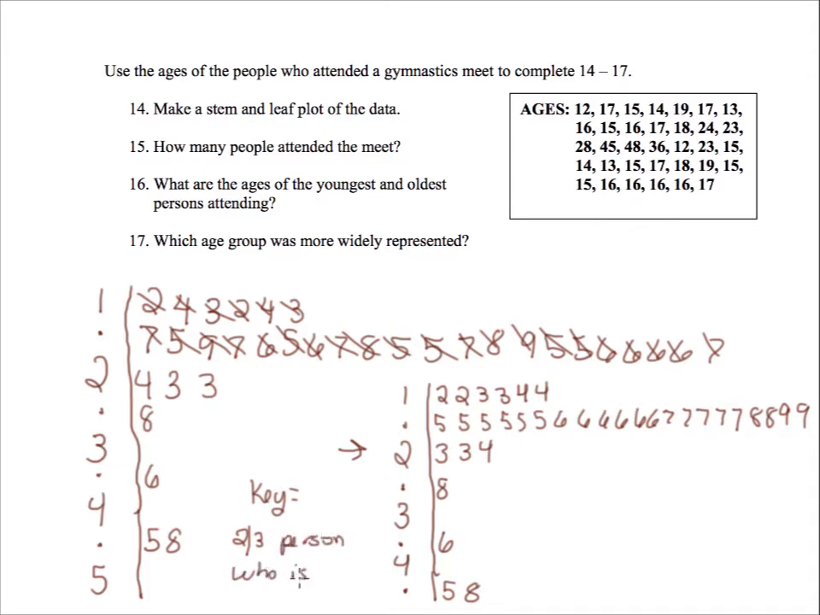And finally, the last thing I do is put a key. So 2|3 represents a person who is 23 years old. And now I have my completed stem and leaf plot.